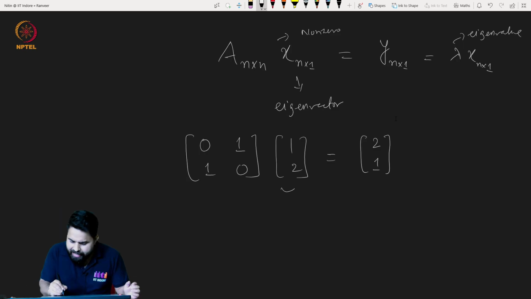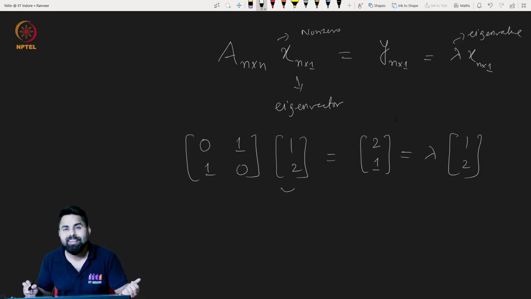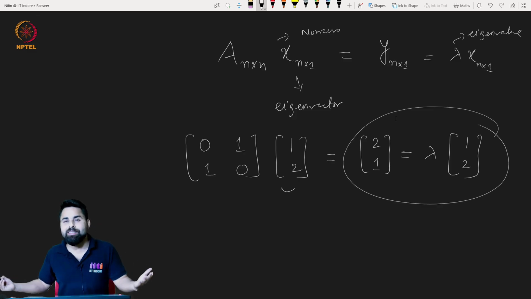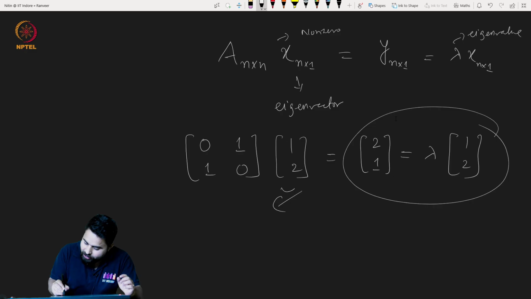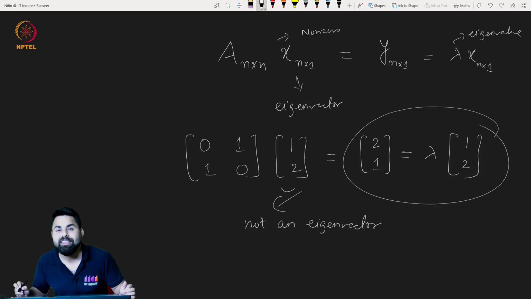Is (1, 2) an eigenvector? This will be an eigenvector only when there exists some lambda such that (2, 1) equals lambda times (1, 2). But is it possible? It is not possible for any lambda. So that means (1, 2) is not an eigenvector. So what could be the eigenvector?